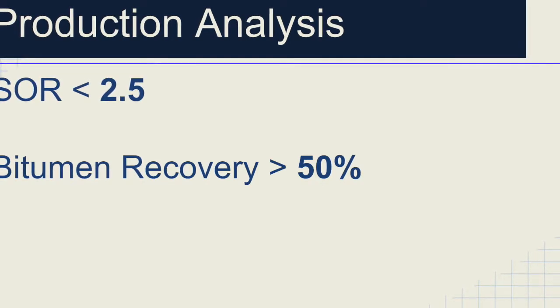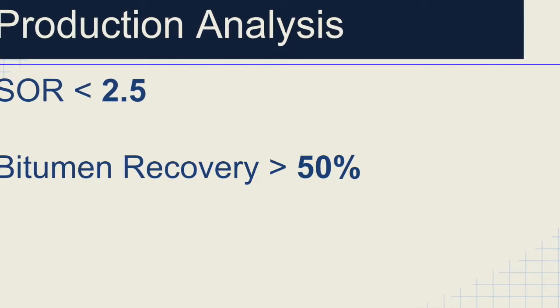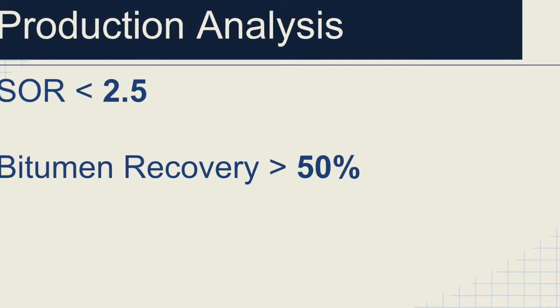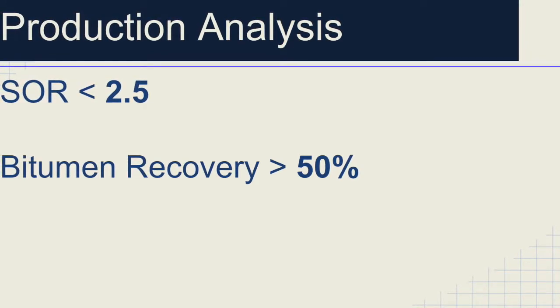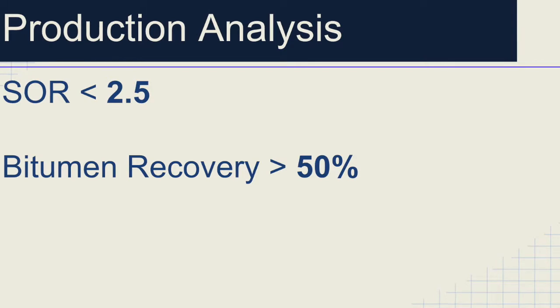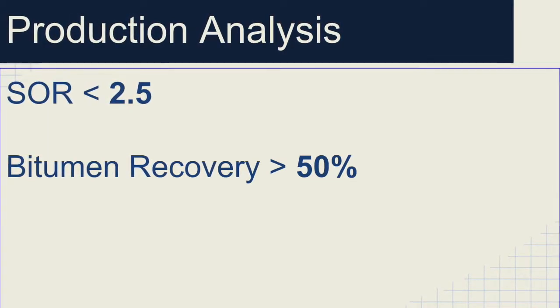Recent SAGD operations on the Athabasca sands have achieved steam-to-oil ratios, or SORs, of less than 2.5. Steam-to-oil ratio is an important statistic used in evaluating the efficiency of an oil extraction process. It is the ratio of the number of barrels of water required to produce 1 barrel of oil.